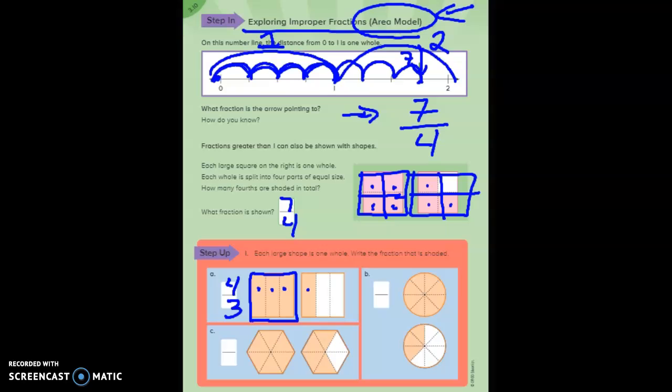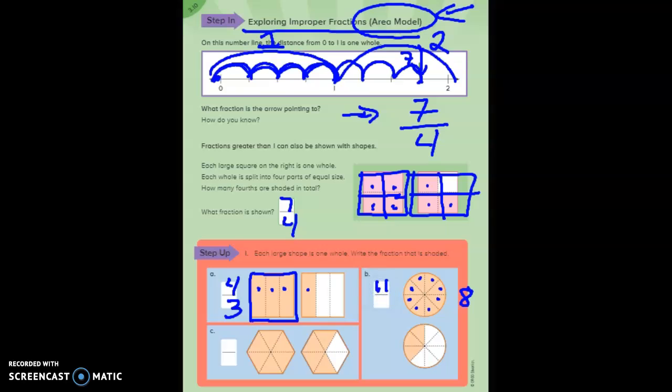Okay, that was example A. I'm going to do example B. And on this one, I'm going to count how many parts I have shaded. So 1, 2, 3, 4, 5, 6, 7, 8, 9, 10, 11. So I got 11 parts shaded.